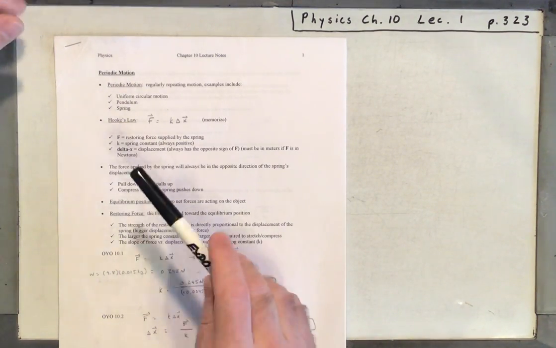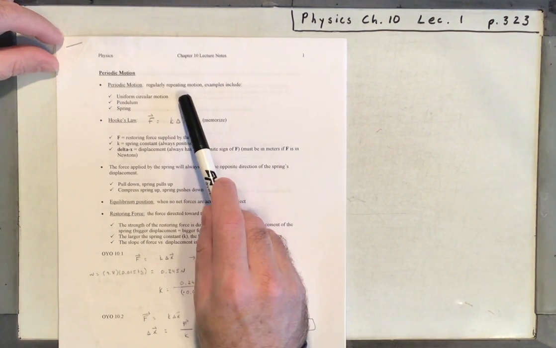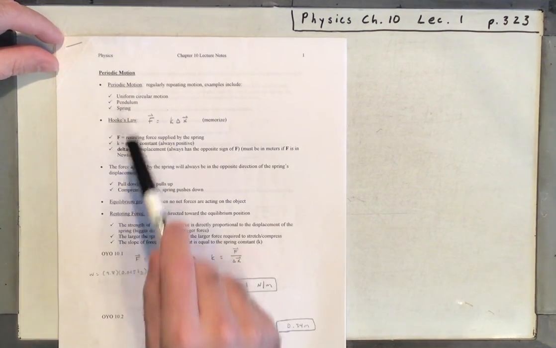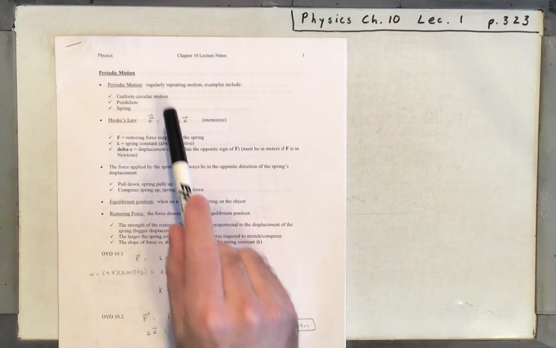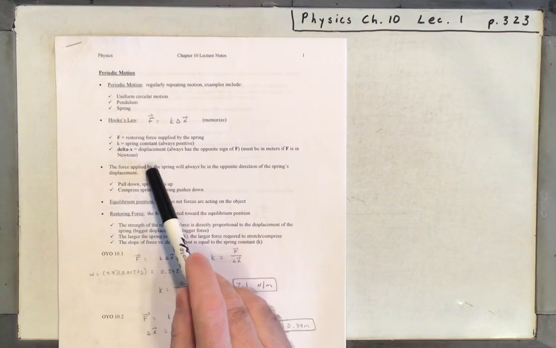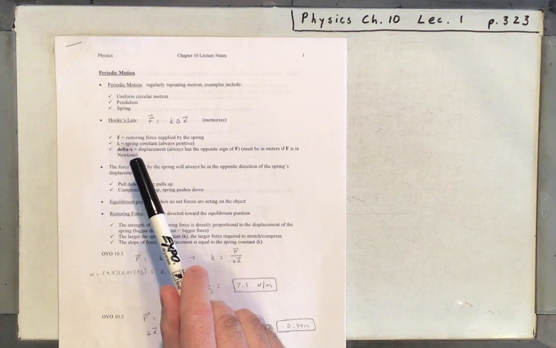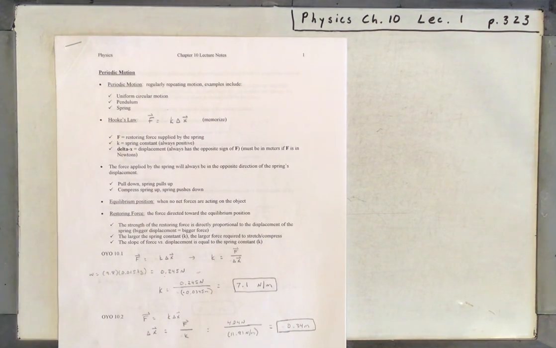Now, springs exhibit what we call periodic motion. That's regularly repeating motion. So we've already had a chapter, Chapter 7, about uniform circular motion. That's periodic motion. We talked about how the planets exhibit periodic motion, did some math on that. A pendulum does, and we're going to hit that at the end of the chapter. And then a spring, we're going to look at how a spring works.